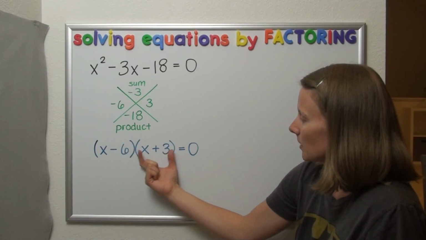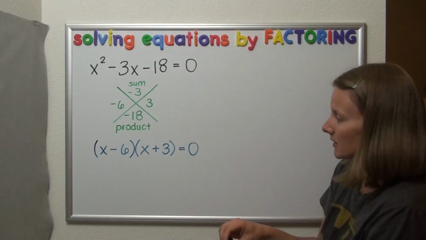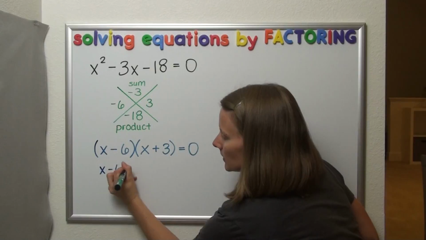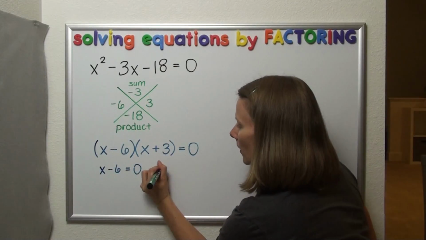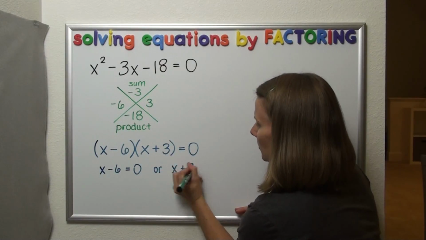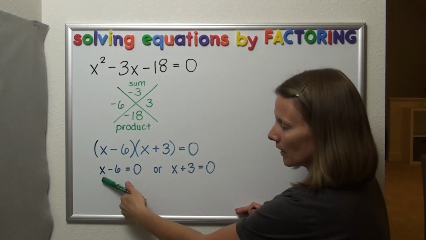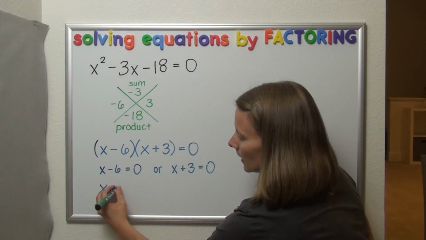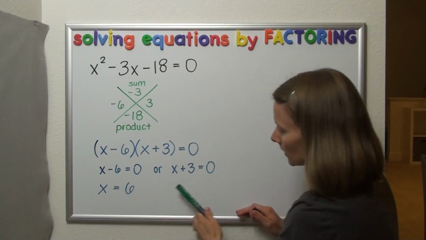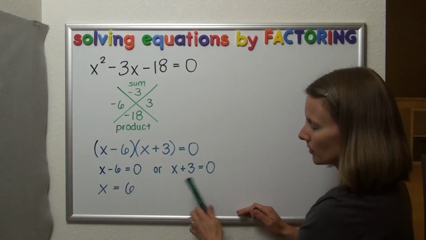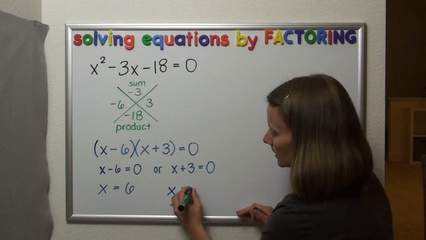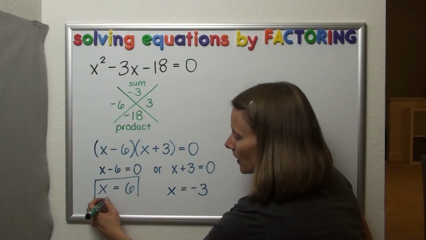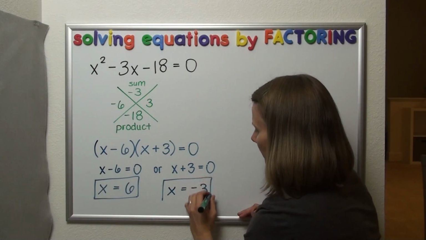So if something times something is 0, one of those has to be 0. That's that zero factor property. So either the x minus 6 must equal 0, or the x plus 3 must equal 0. Now, if x minus 6 is 0, I can move that 6 to the right by adding it. I get x equals 6. For the other equation, I can move the 3 to the right by subtracting, and I get x equals -3. So I've solved for x, and I've found 2 solutions.